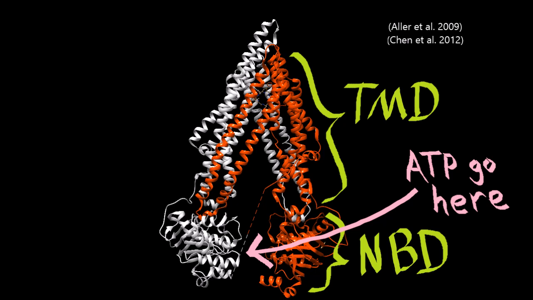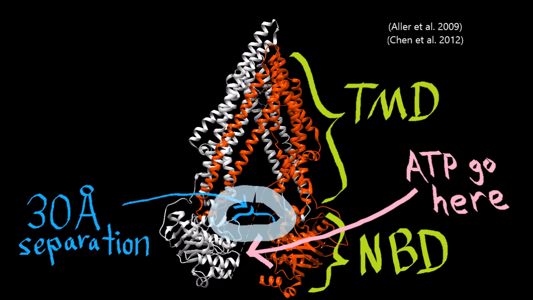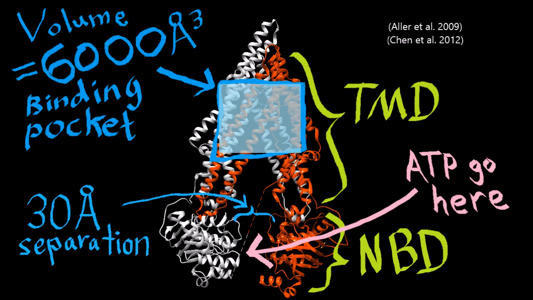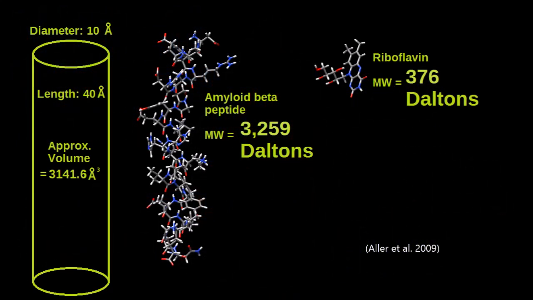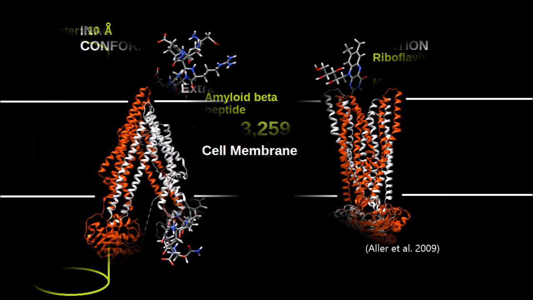In the unbound state shown here, the receptor's mouth opens into the cytoplasm with nucleotide binding domains 30 angstroms apart. Substrates bind between the transmembrane domains in a 6,000 angstrom cube pocket. P-glycoprotein-1 can transport molecules ranging from 330 to 4,000 Daltons in size. It has very broad selectivity for hydrophobic substrates and more limited selectivity for hydrophilic substrates.